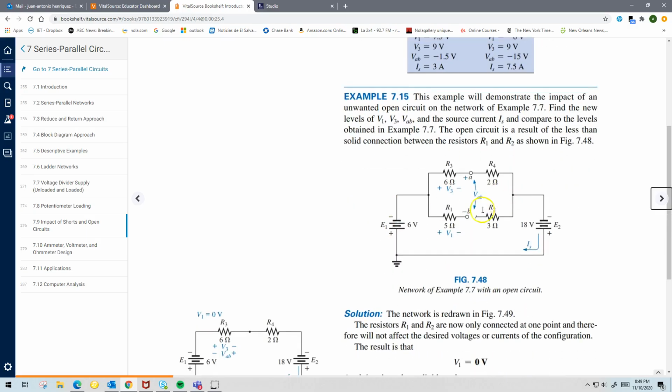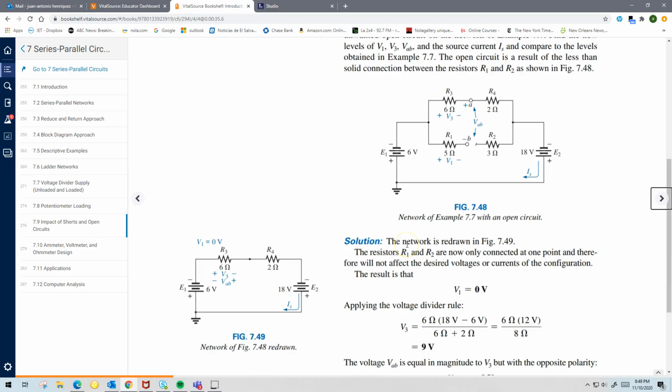All right, this is another example of the same example, but in this case, they added an open. I'm going to mention a few things, but I'm going to leave it as an exercise for you to do. But you notice right away that if you measure V1, now it's saying this is open. So resistors R1 and R2 are now only connected at one point. So the circuit really looks like this, see?